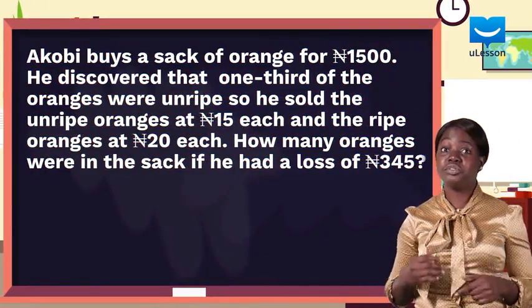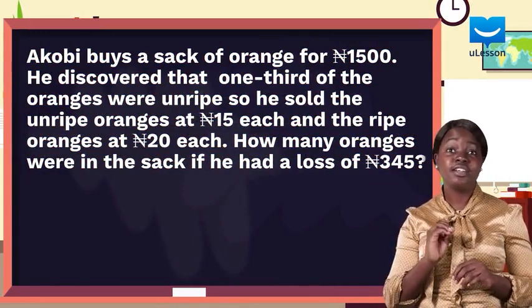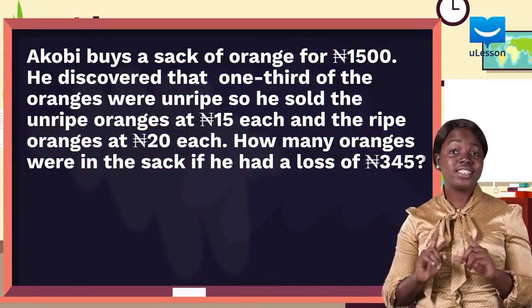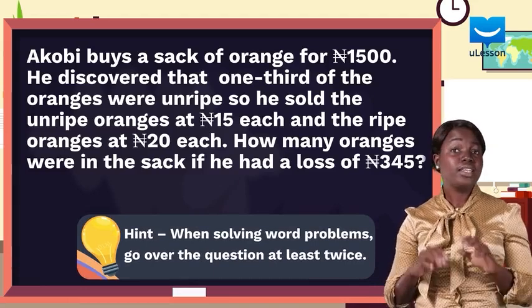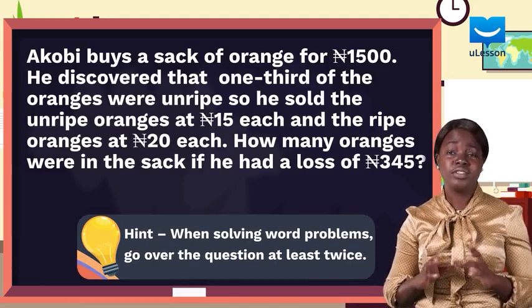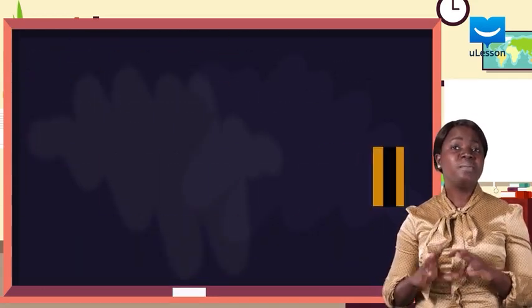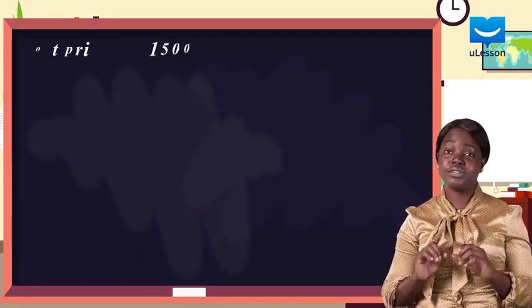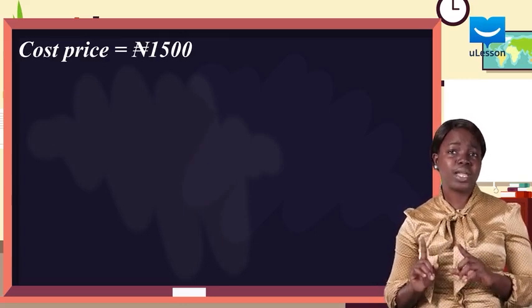I will advise you to go over the question once more, as this will help you catch every detail of the question. This is an important tip when solving word problems. Now we'll go over every line of the question and translate them into mathematical form. Akobi buys a sack of oranges for 1,500 naira. He finds that a third of these oranges were unripe.